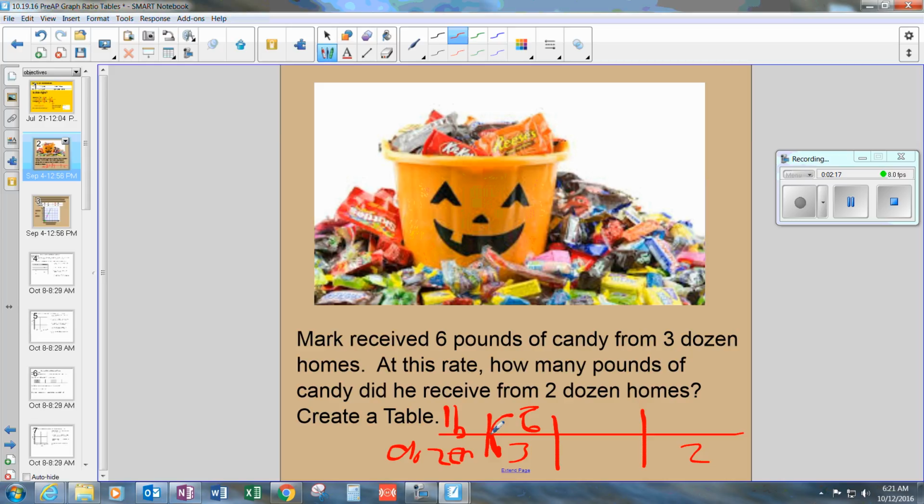How do you turn 3 dozen homes to 6 pounds? You multiply by 2. Or I can use unit rate. If I simplify this, dividing both numbers by 3, it's 2 pounds for every dozen homes. So build up the table, scale up. 2 dozen homes, 4 pounds of candy. 3 dozen homes, 6 pounds of candy.